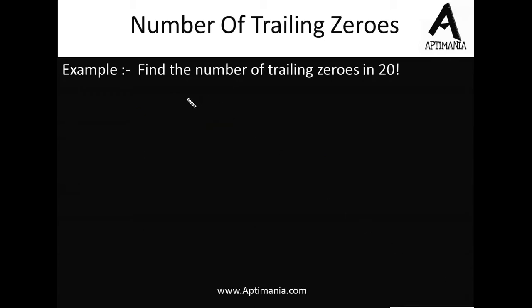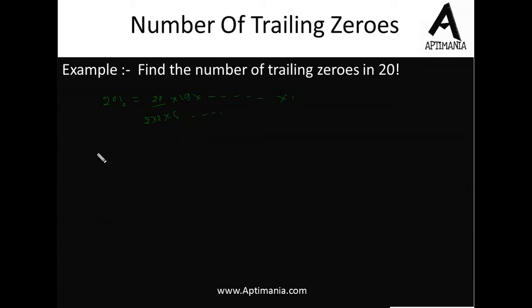Moving to the next part, 20 factorial. Now this 20 factorial is 20 into 19 into 18 and so on till 1. It would really be complicated if we calculate the number of 2s and 5s manually. Like in 20 we have 2 2s and 1 5, and so on. So this will be very difficult.